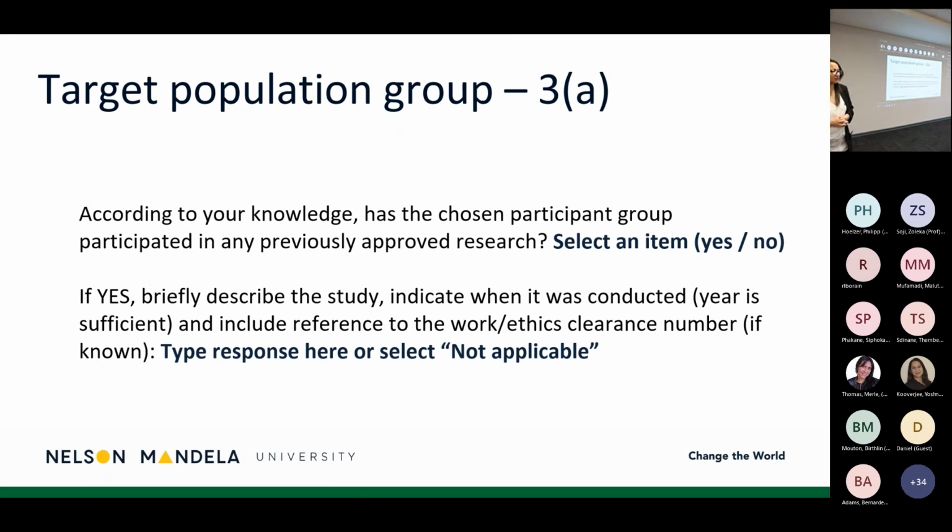Has the chosen population participated in any previously approved research? Self-explanatory, right? Or you might not know. That's fair. You can say I don't know. But this question is because we don't want to oversample any particular group. For example, the community that lives next to the Missionvale campus could easily be oversampled because of convenience. But that might also introduce unwanted confounding variables into the study, things that you did not expect.